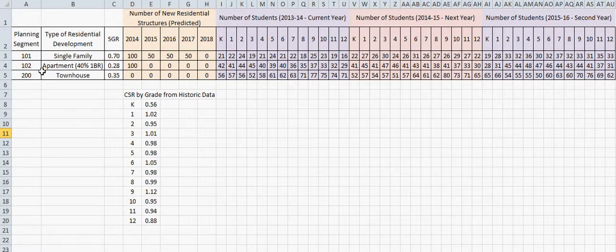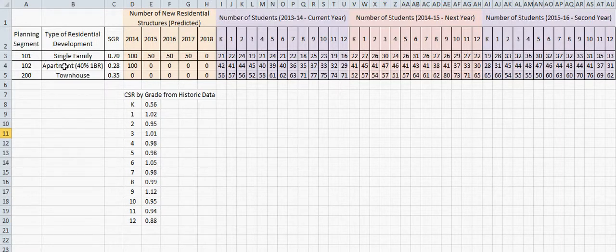For instance, suppose we have planning segments 101 through 200 in a district. 101 happens to be single family. We've calculated the SGR at 0.7 for that planning segment. We predict 100 new residential structures in the planning segment next year, 50 in the next year, 50, etc.